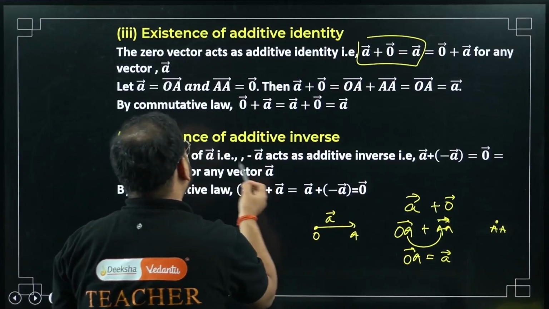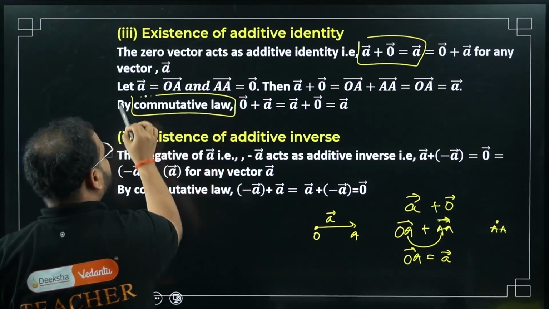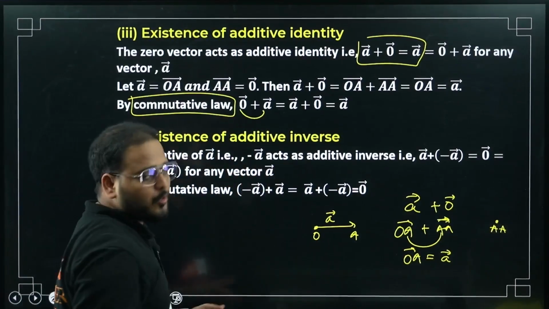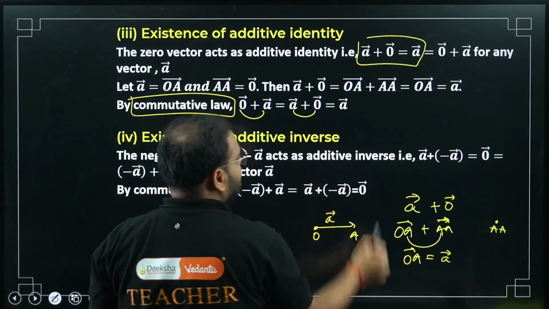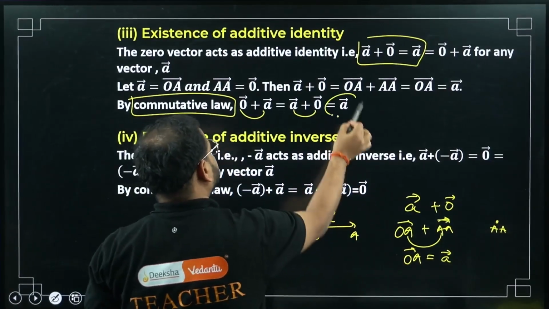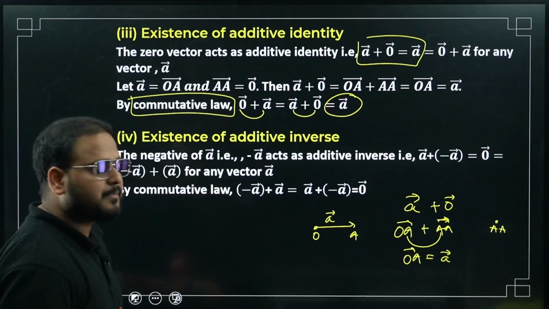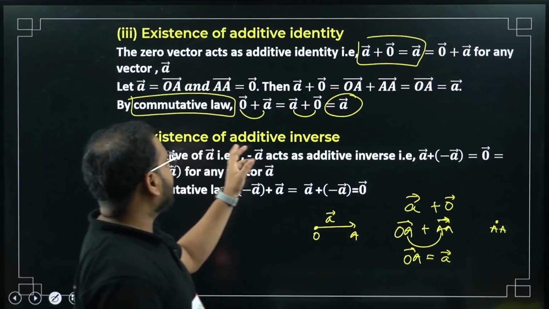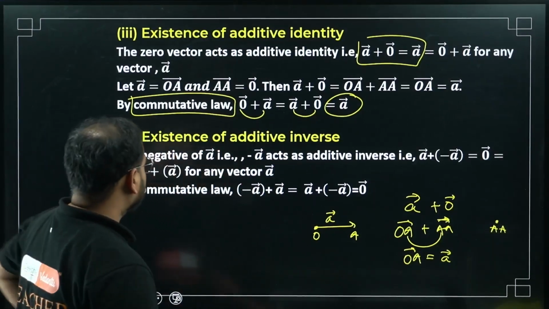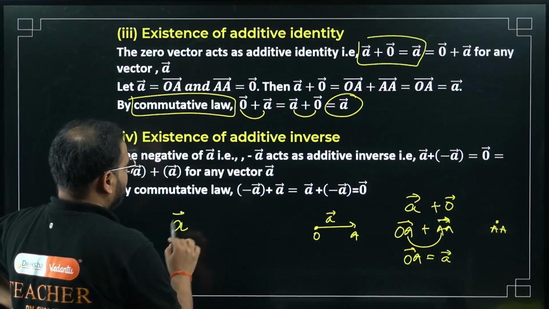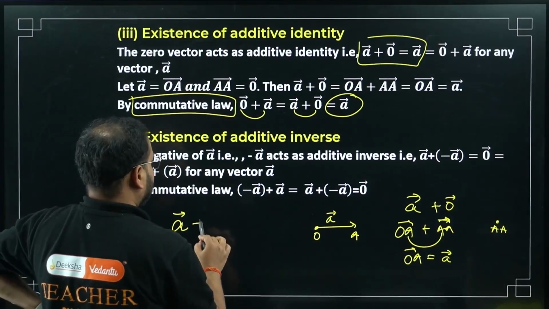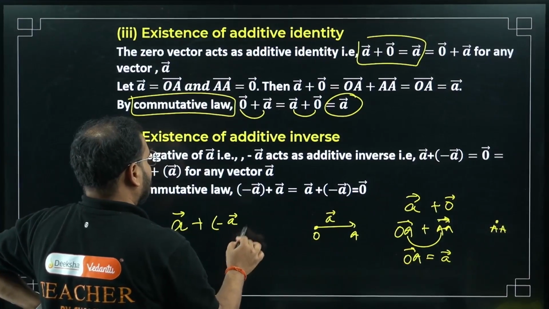Since you know that A plus B is the same as B plus A, either you add 0 plus A or A plus 0, the answer will be A only. Simple enough. Existence of additive inverse. Please check. It means if you add vector A with the negative of vector A, what is that?